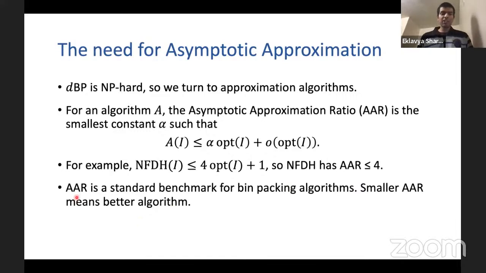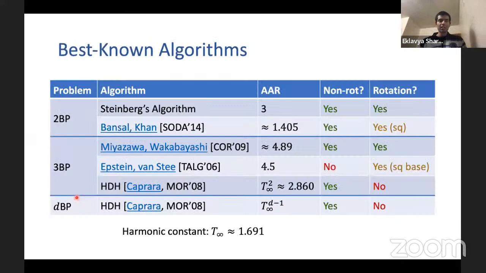The asymptotic approximation ratio is a standard benchmark for bin packing algorithms, and a smaller AAR means a better algorithm. So let's now look at some of the best known algorithms for this problem. For two-dimensional bin packing, Steinberg's algorithm has an asymptotic approximation ratio of 3, and it works for both the non-rotational and the rotational version. And in 2014, this was improved to around 1.405. And this works for the non-rotational version and also for the rotational version. But in the rotational version, it's required that the bins should be square. Only then will we get this asymptotic approximation ratio.